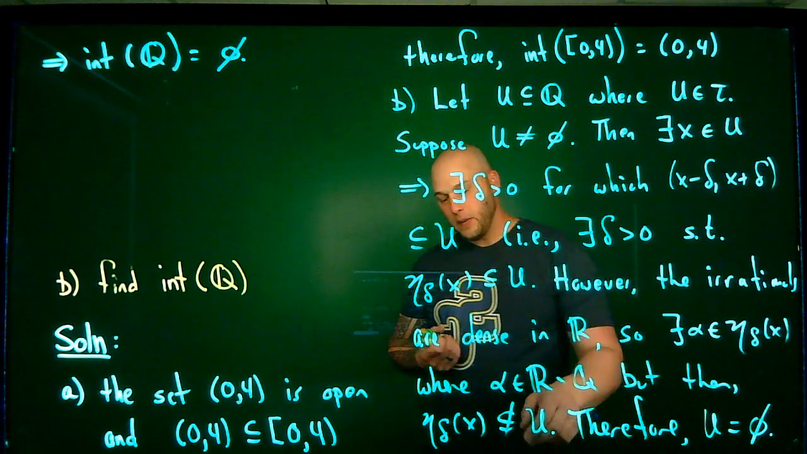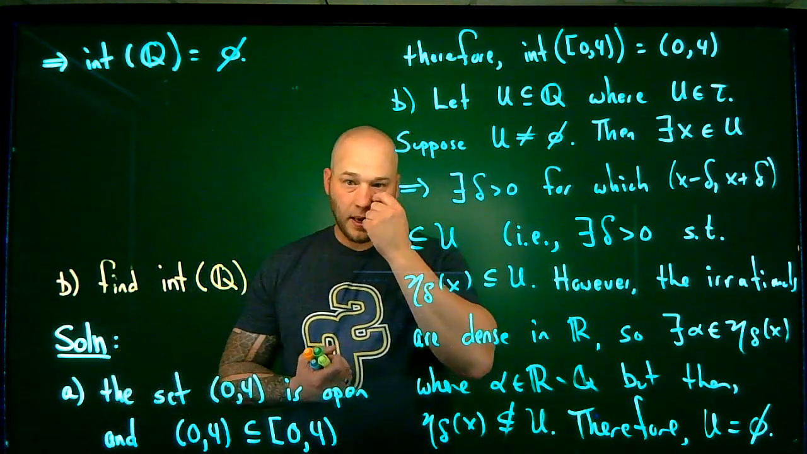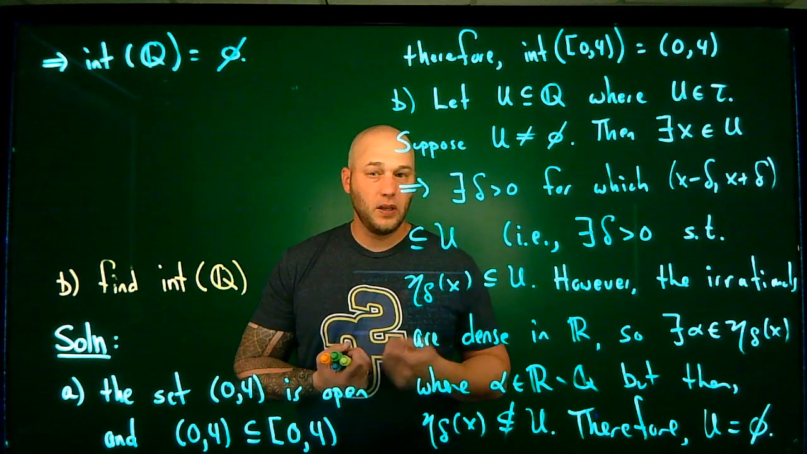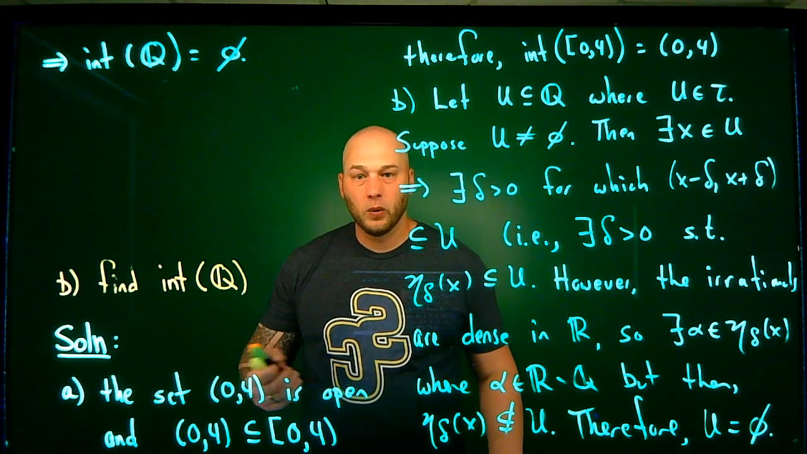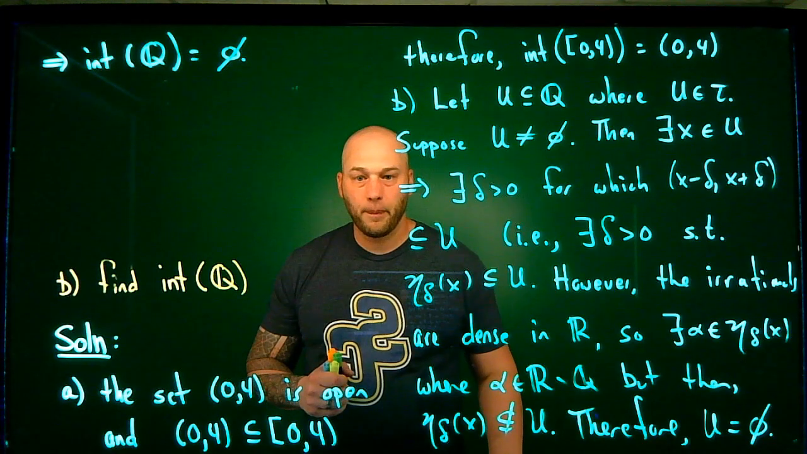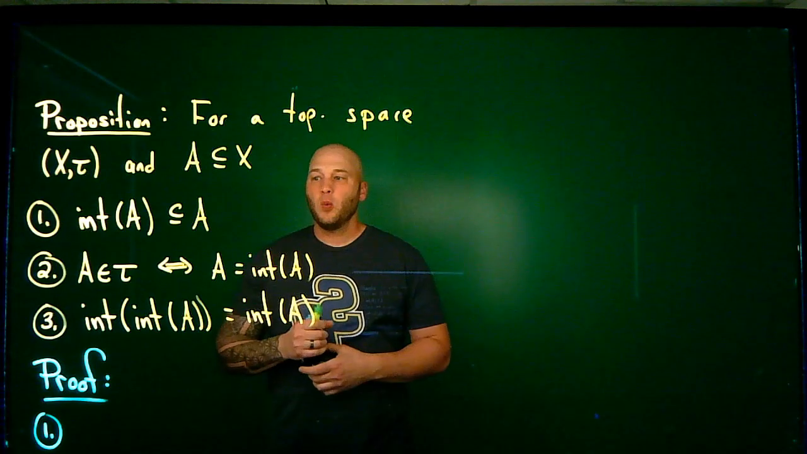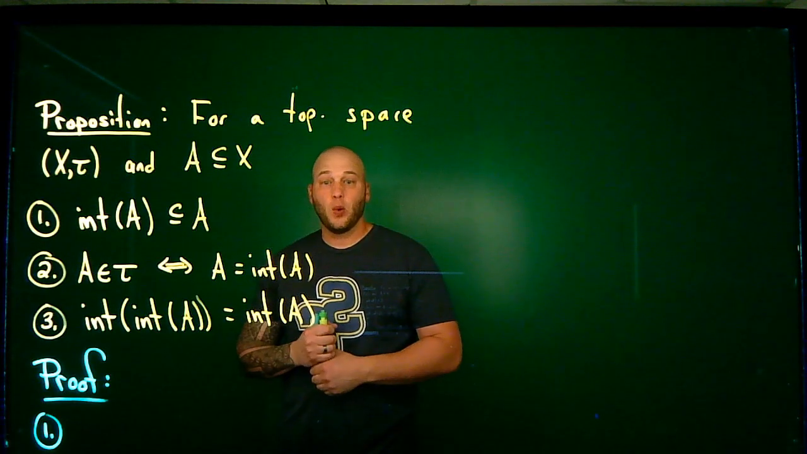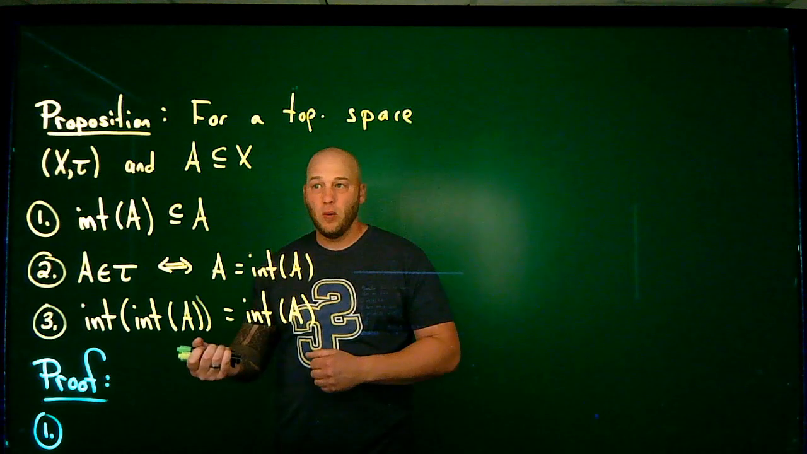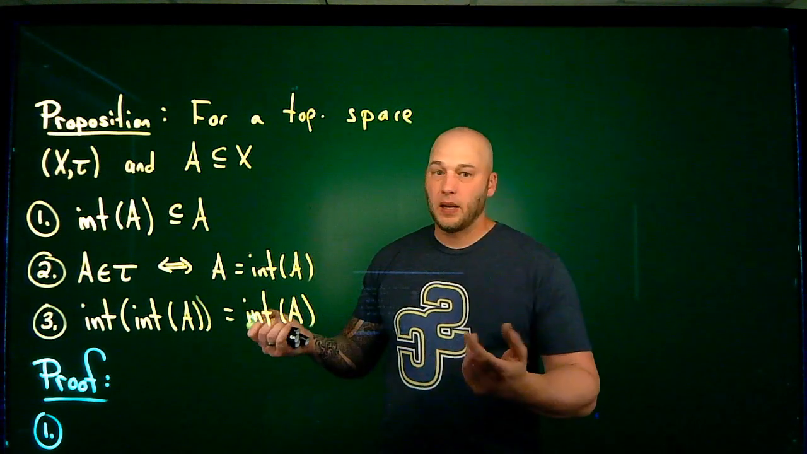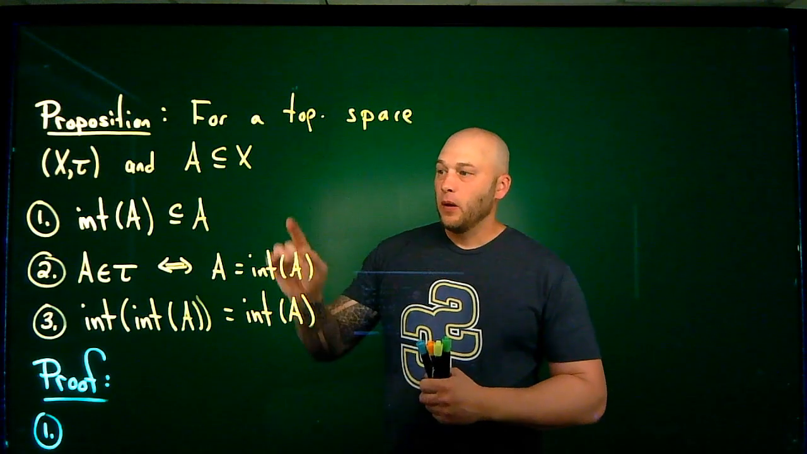All right, let me wrap up this video by introducing a couple of properties of the interior of a set, and then we'll prove those, and then we will, like I said, wrap it up. Here's a proposition with 3 properties for the interior of a set. For a topological space (X, tau), and A, which is any subset of the underlying set X, 3 properties.